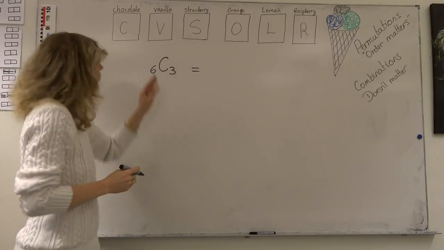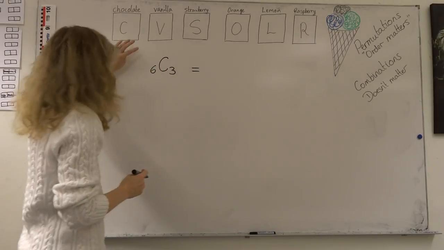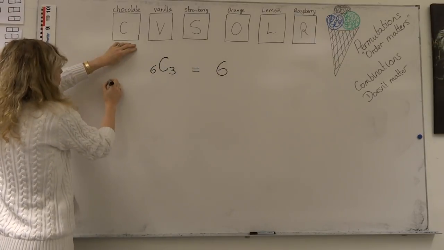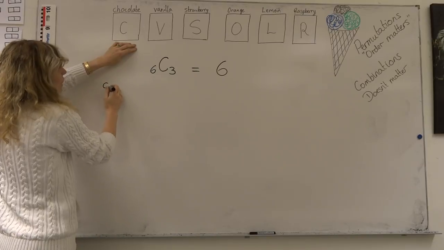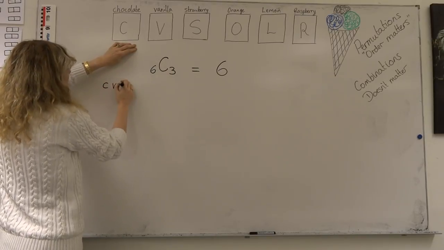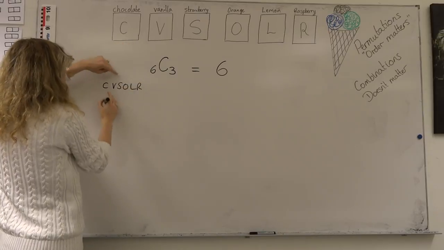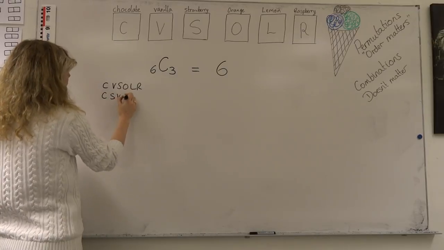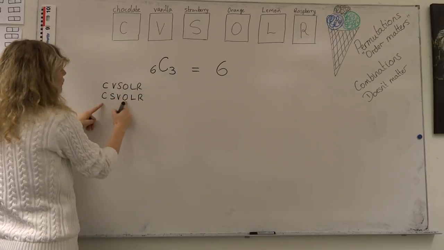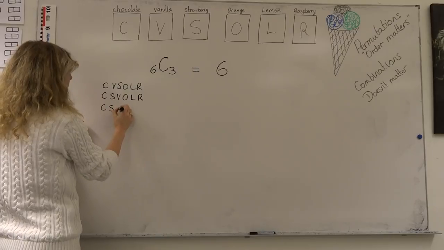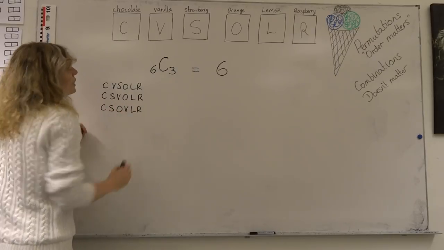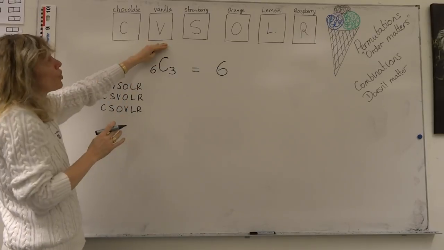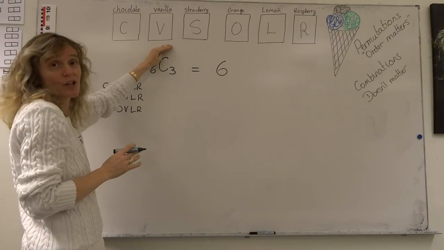Well, we know that first time around I've got six to choose between. Let's say that I took chocolate. I could combine that chocolate lots of different ways. I could combine the chocolate as it's written here, VSOLR, or I could change it so that I started with chocolate and then just switch these two, SVOLR. Then the V could move along, chocolate SOVLR. So there would be lots and lots of possibilities with chocolate first, and then lots and lots of possibilities with vanilla first, and then with strawberry.